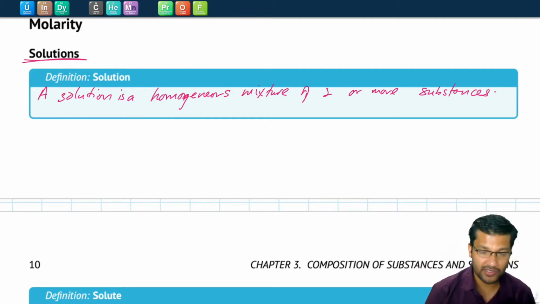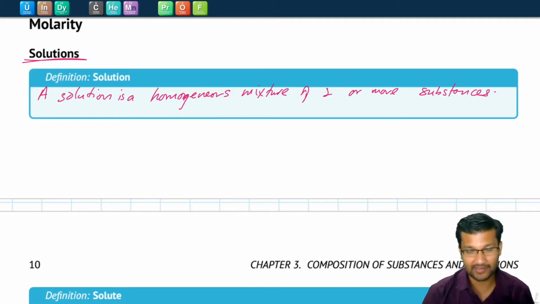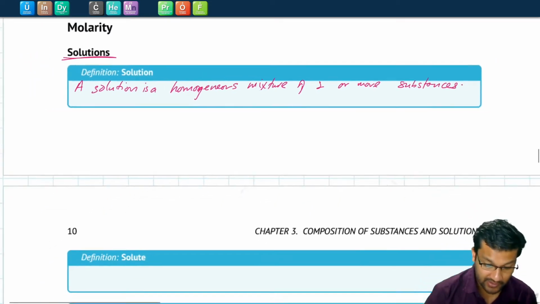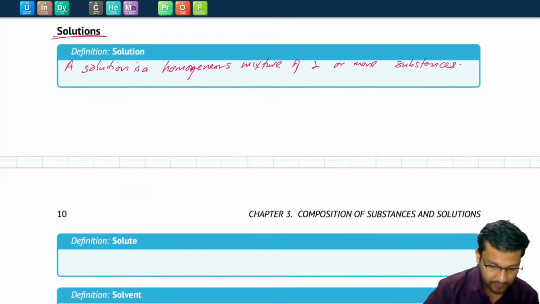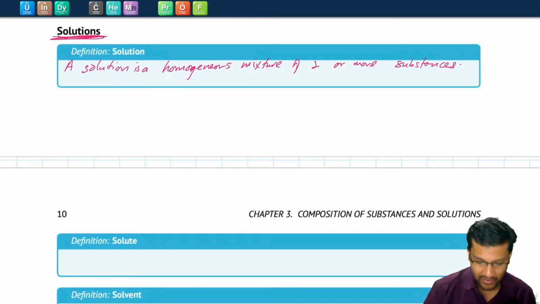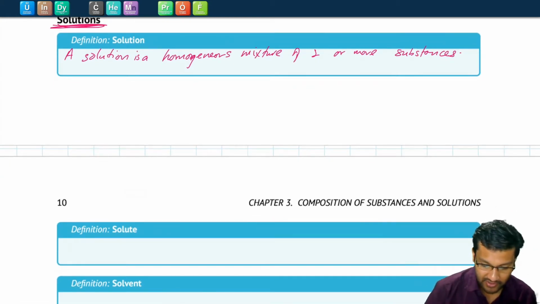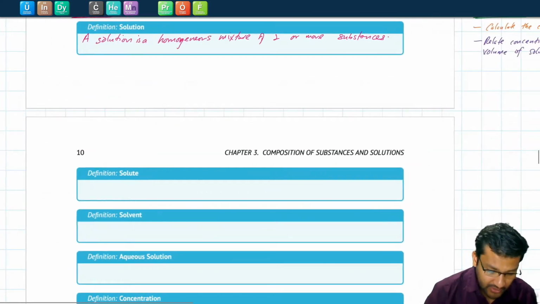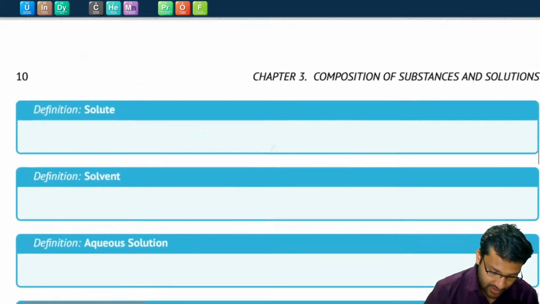You could have solutions that are mixtures of solids and liquids, liquids and liquids, gases and gases, gases and liquids, and even solids and solids. For example, alloys of metals, or mixtures of two different kinds of metals, are a solid solution. Others might disagree with me on that point, that solids are in fact homogeneous mixtures, but it depends on the alloy.